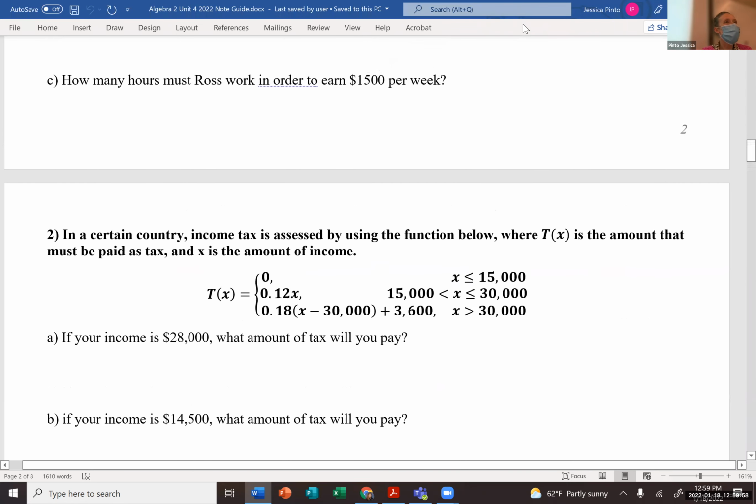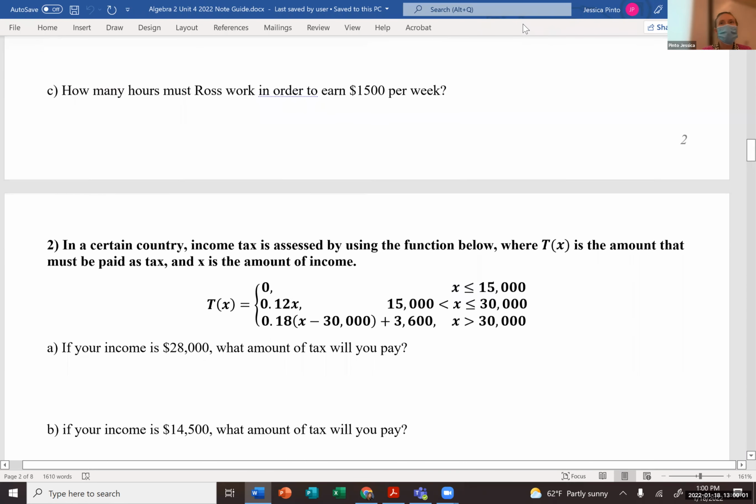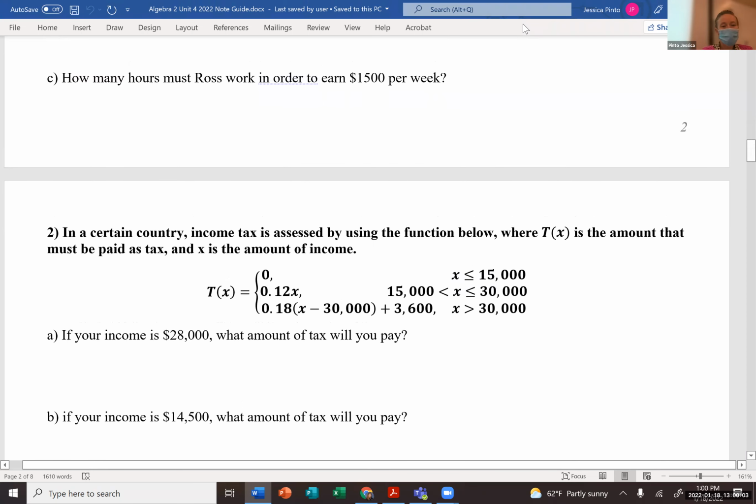Okay, do you guys need help to solve that one? We're good? All right.